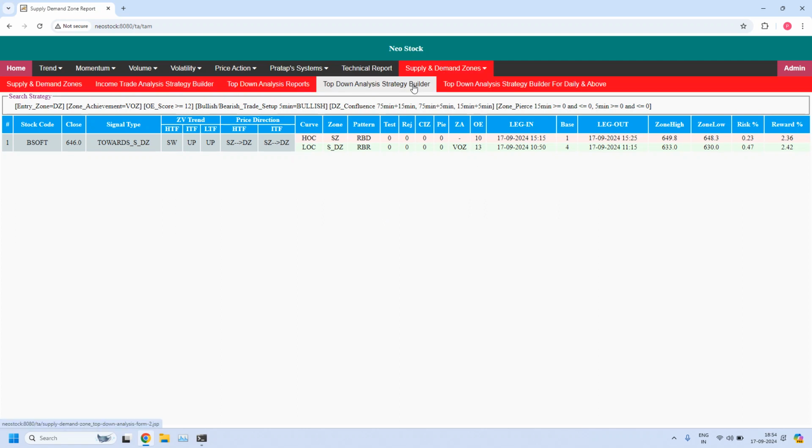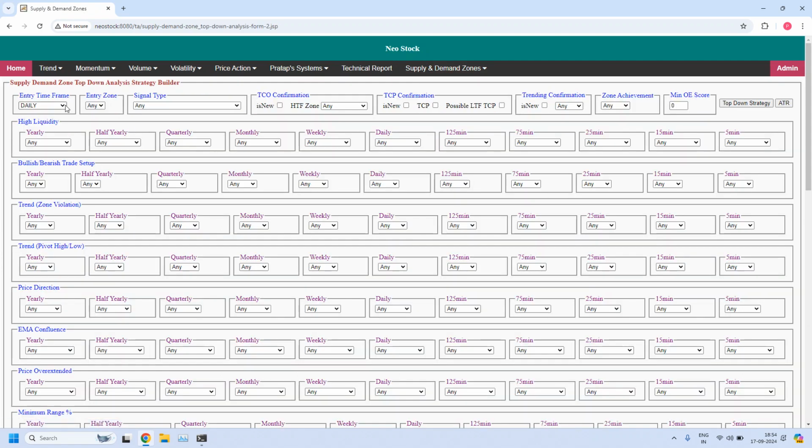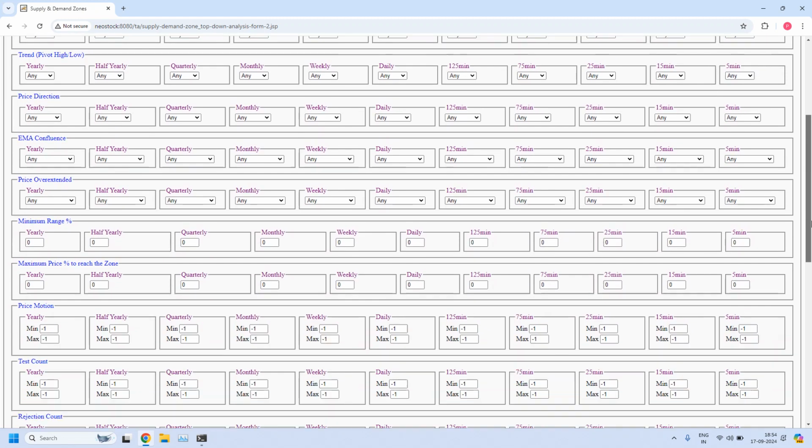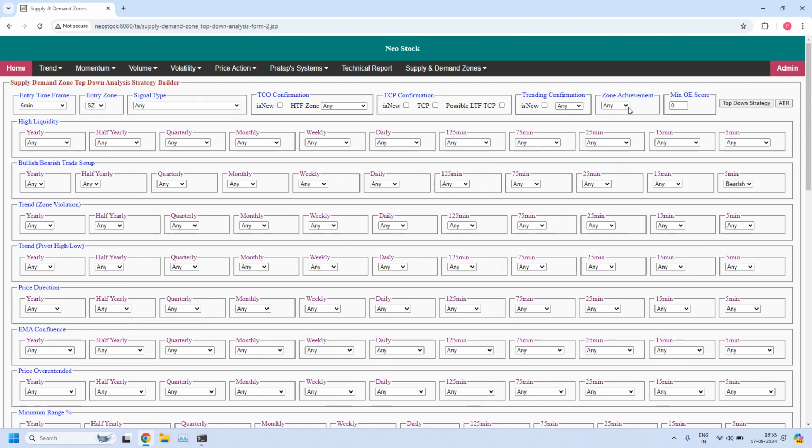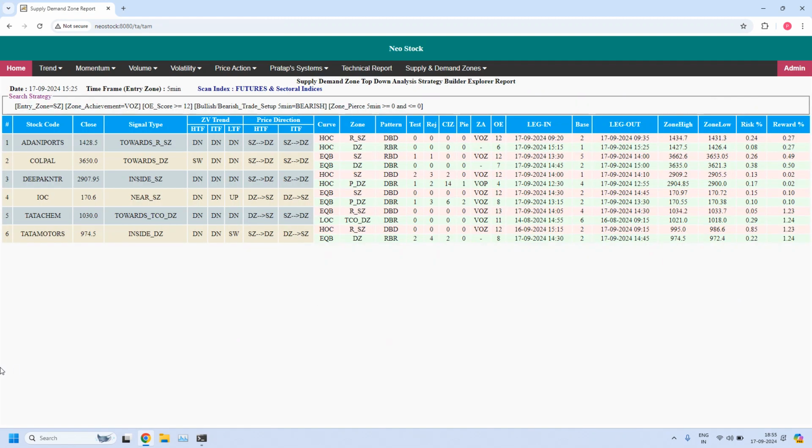So next, let's verify bearish trade setup for hourly income trade. Entry time frame is 5 minutes. Entry zone, supply zone. In bullish or bearish trade setup 5 minutes, I am selecting bearish. The 5 minute supply zone should not be pierced. So in the pierced column, the pierced count, minimum value 0, maximum value 0. Zone achievement violated opposing zone, minimum odd enhanced score is 12. All the 3 filters are applied to 5 minute supply zone. Now 6 stocks are filtered.